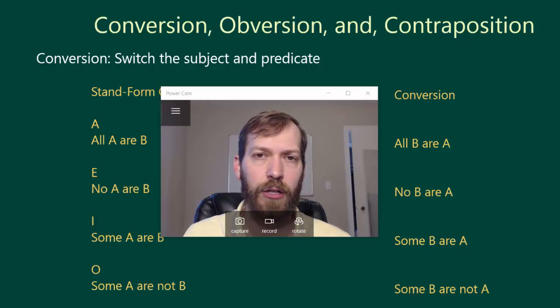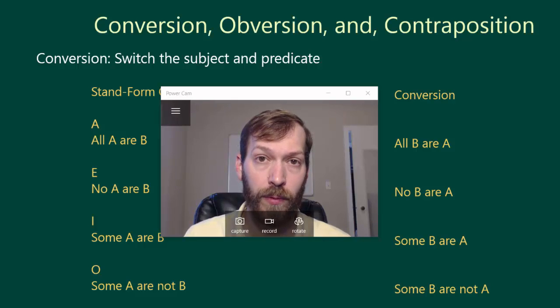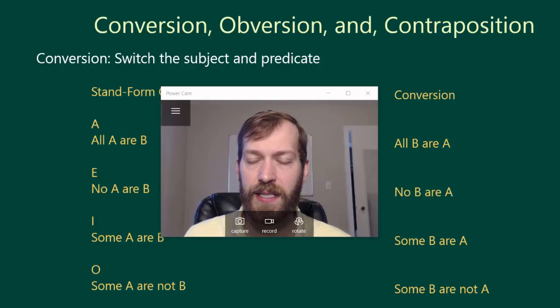In this video, we're going to take a look at three operations that can be performed on categorical propositions that result in a new proposition. So these will be the operations of conversion, obversion, and contraposition. And depending on which operation we are performing, and depending on which categorical proposition we are performing that operation on, the new proposition, the new statement, will either be logically equivalent to that proposition or it won't be. So that's why we're investigating this.